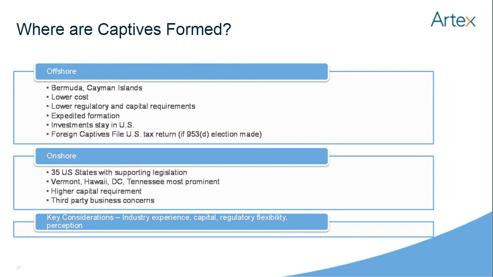So where are captives formed and regulated? The traditional offshore domiciles of Bermuda and Cayman here for U.S. companies, although Guernsey, Malta, Gibraltar, Ireland, others have vibrant captive programs as well. But for the U.S. risks, we tend to see Bermuda and Cayman be the predominant offshore domiciles. And offshore, they can be at a marginally lower cost to run, but really it's the lower regulatory requirements and capital requirements that tend to take folks offshore.